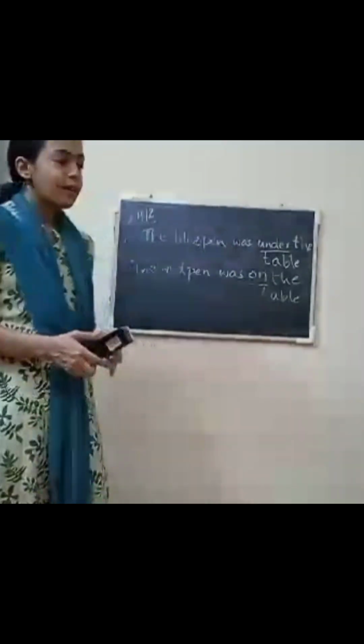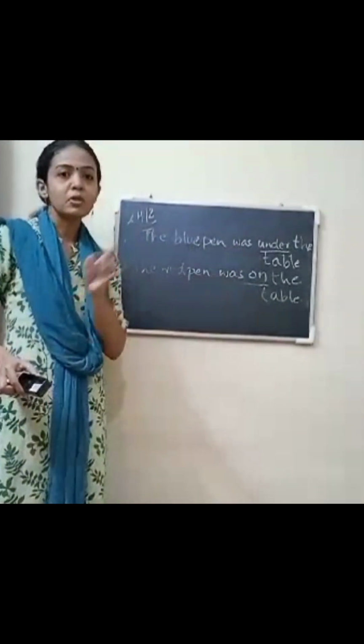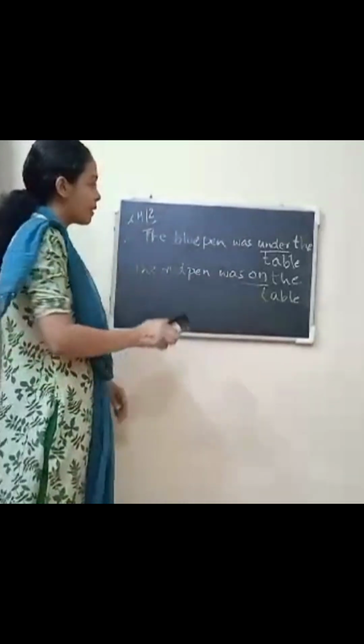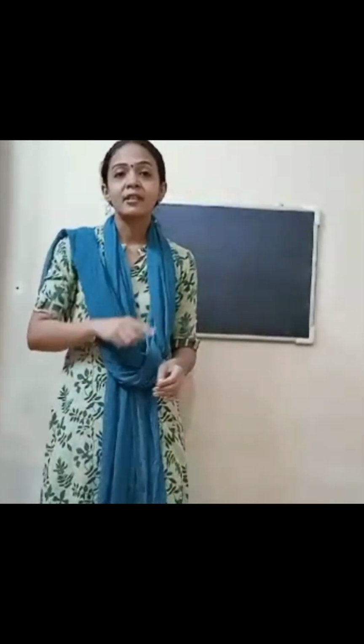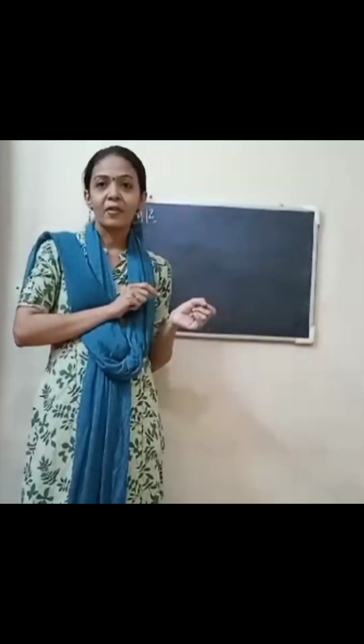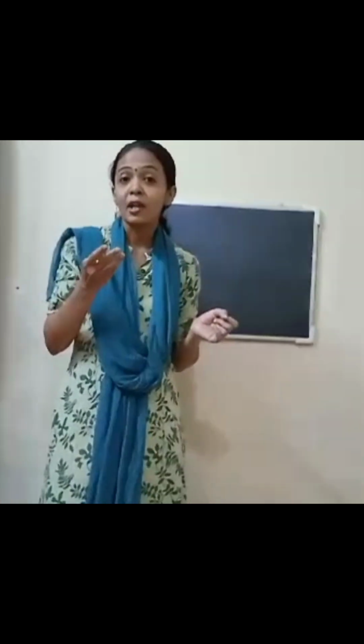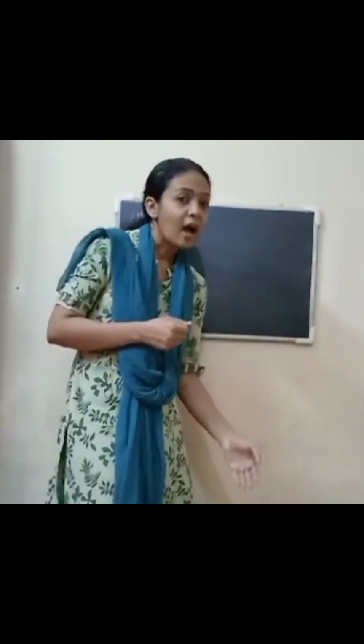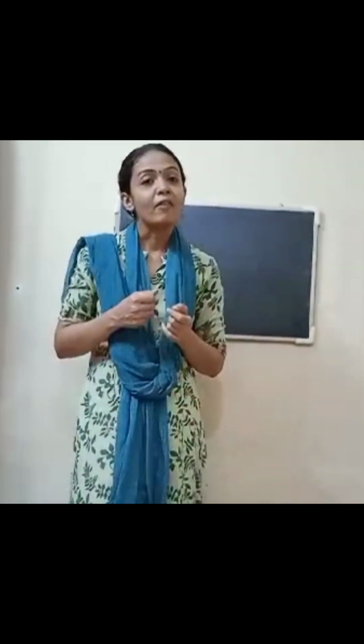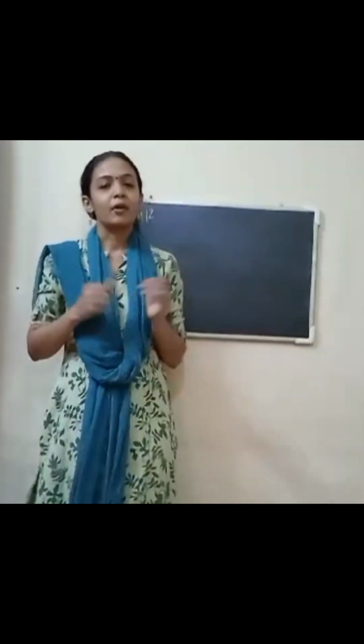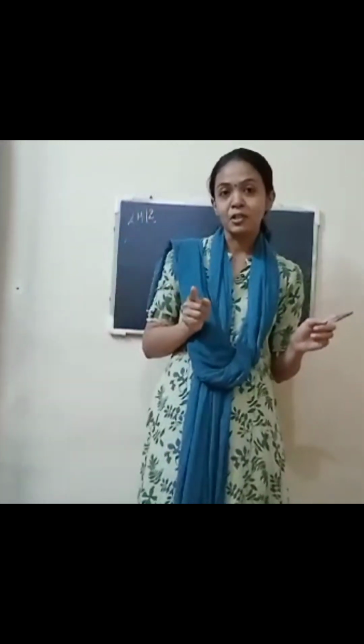Have you copied it in your notebooks? Do you understand the three prepositions which I have discussed now? In, on, under. Where was your lunch box? It is in our bag. Where was my blue pen? It was under the table. And what about the red pen? It was on the table. I hope you all understood the three prepositions.